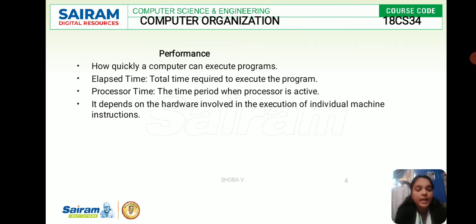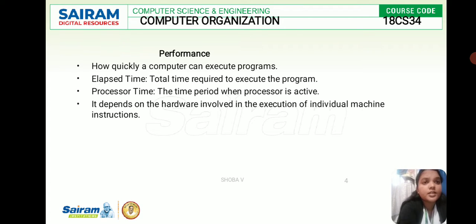The total time required to execute the program is the elapsed time, and it is a measure of the performance of the entire computer system. It is affected by the speed of the processor, the disk and the printer. For example, if you are working with a printer, multiple printers can't work at once, so it may affect the speed of the operation. The time needed to execute an instruction is called the processor time.